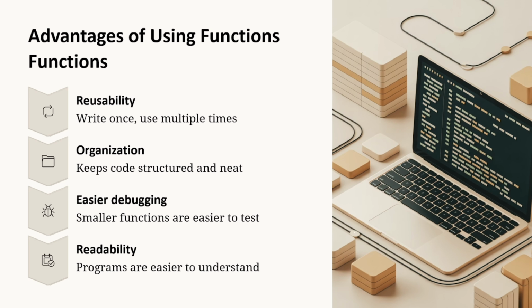In our next slide, there are some advantages of using functions in C programming. First, reusability. We can write one code and use it multiple times by using a function. Then organization, keep code structured and neat. If we use functions, the code looks so structured and neat. Easier debugging, as we are dividing the code into smaller functions, so it is easier to test and find bugs. And readability, programs are easier to understand. If you use functions, the program will be more readable.